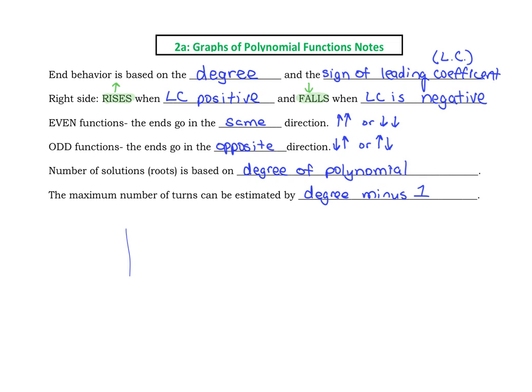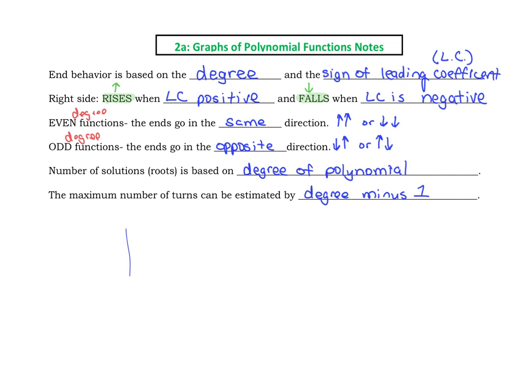Even functions, the ends go in the same direction. They're either both up or both down. And odd functions, the ends go in the opposite direction, one up, one down, either side. Now remember, this is even degree and odd degree, not even and odd functions.